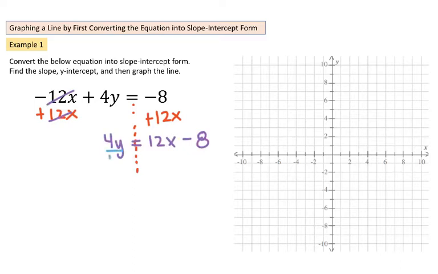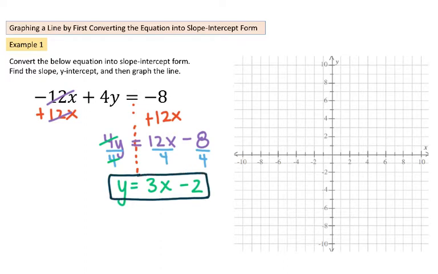Now we want y all alone on the left to get it to be slope-intercept form. So we can divide everything by this number 4. And when we simplify that, we'll get an equation in slope-intercept form, y equals 3x minus 2. So in this case, the slope is 3, and the y-intercept is minus 2.